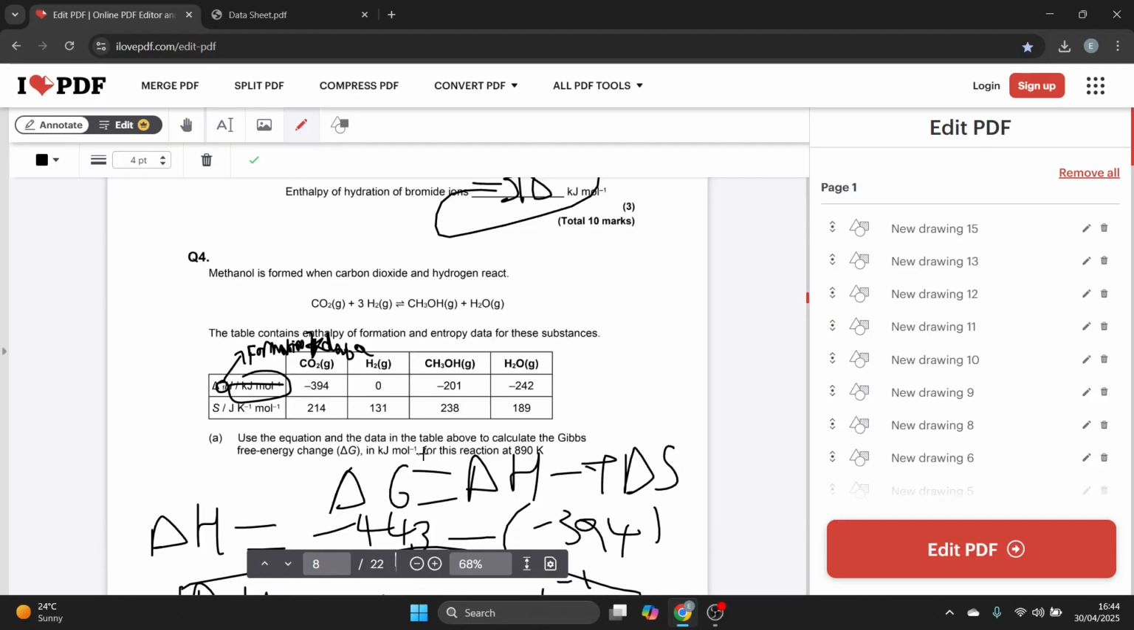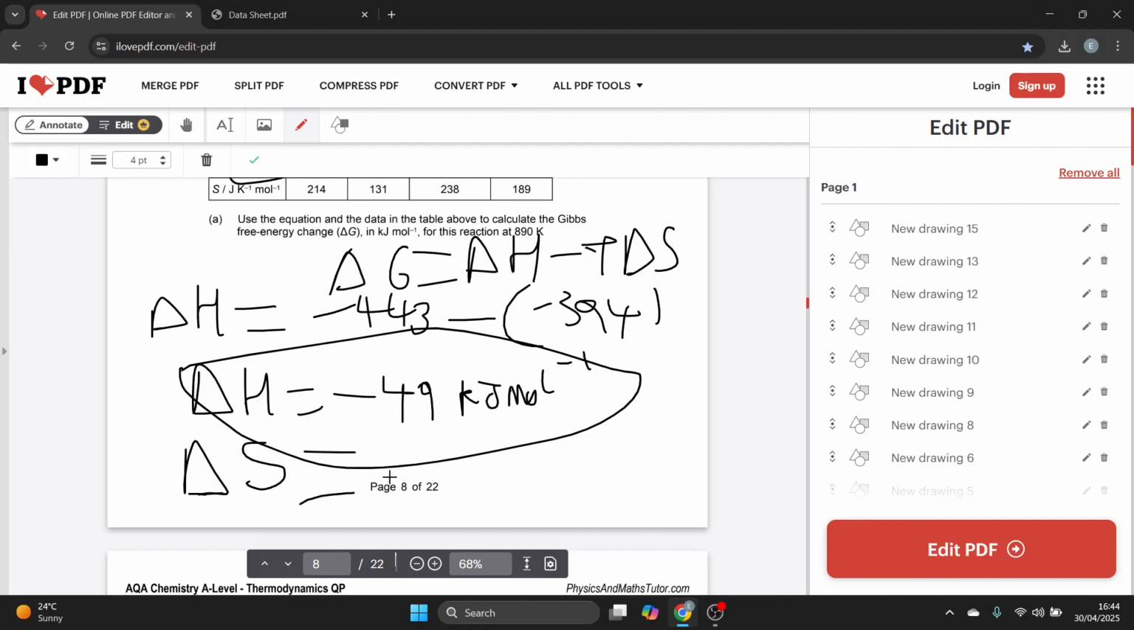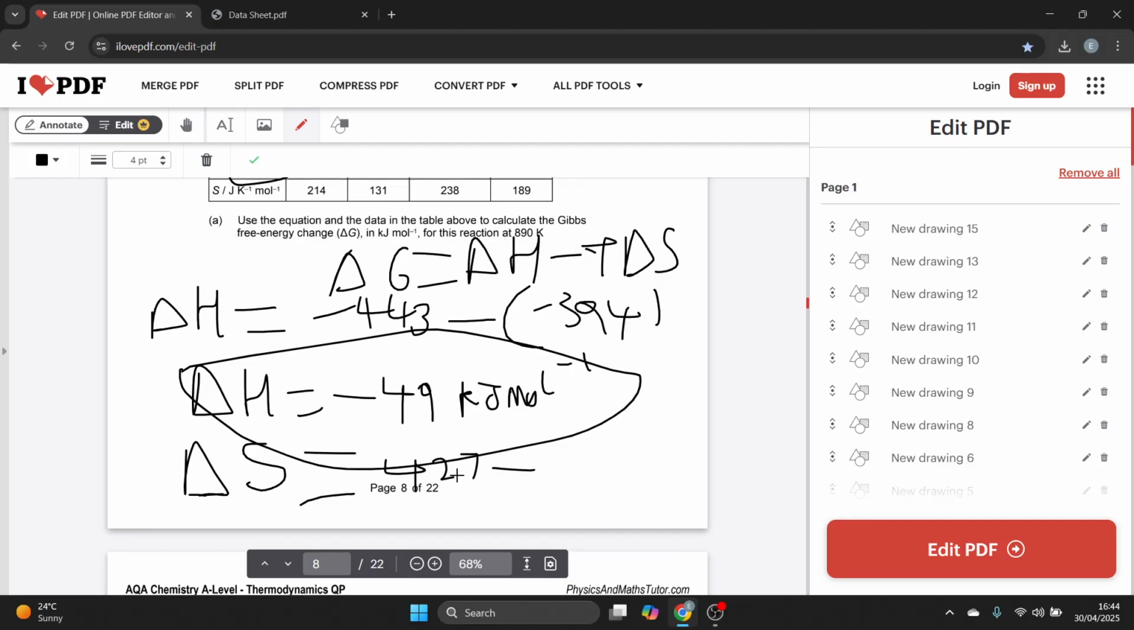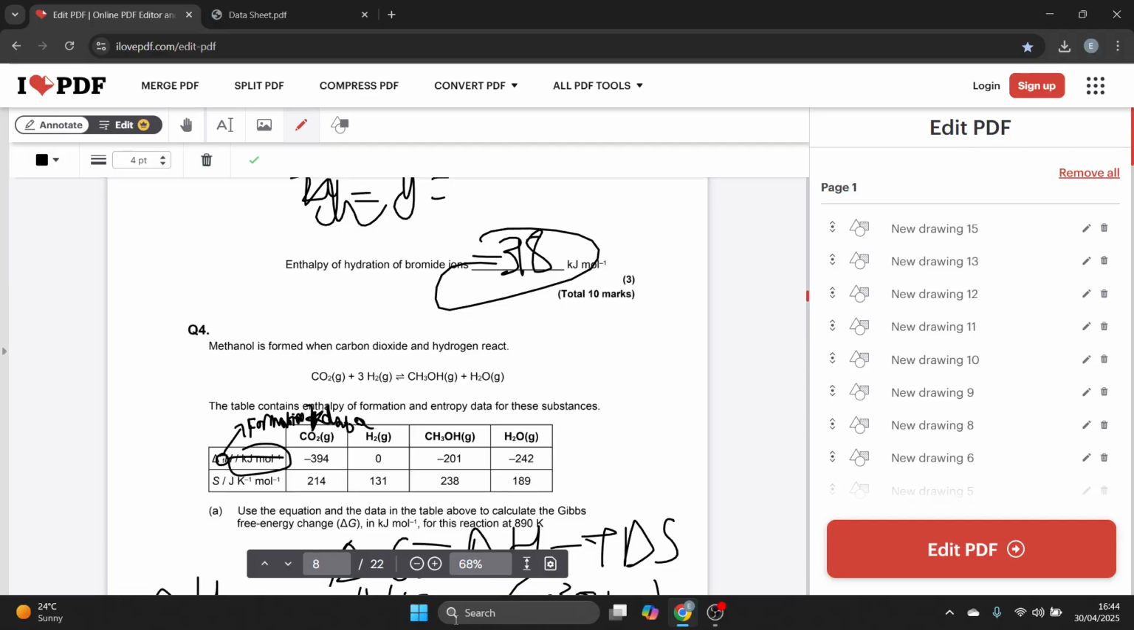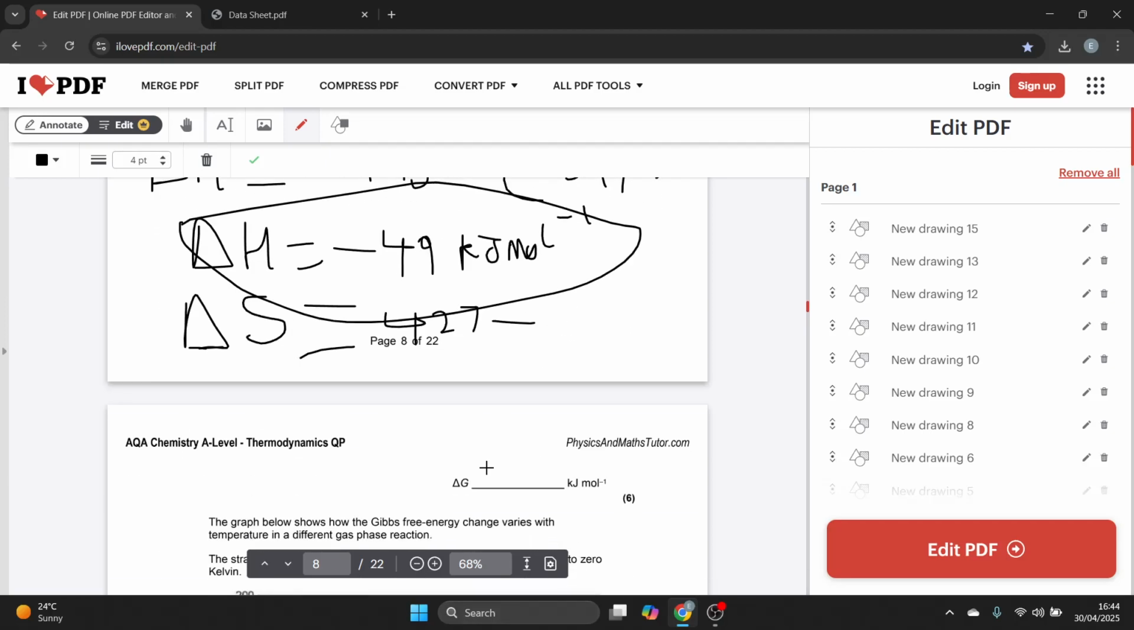Then entropy of products minus entropy of reactants. So 238 plus 189, 427, minus 214 plus 3 times 131, 607. Delta S equals 427 minus 607, which is minus 180, and that's obviously in joules per kelvin per mole, J K to the power minus 1 mol to the power minus 1.